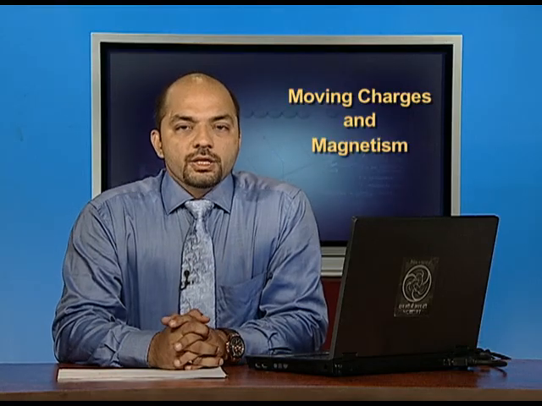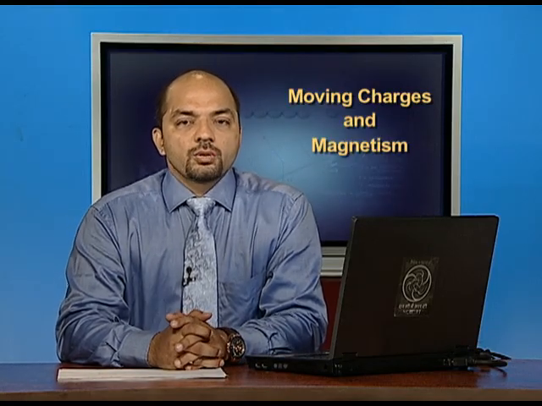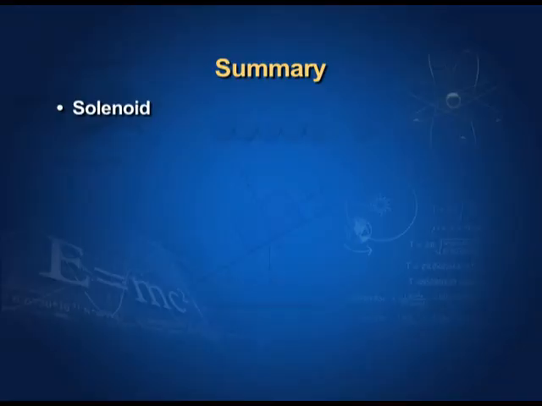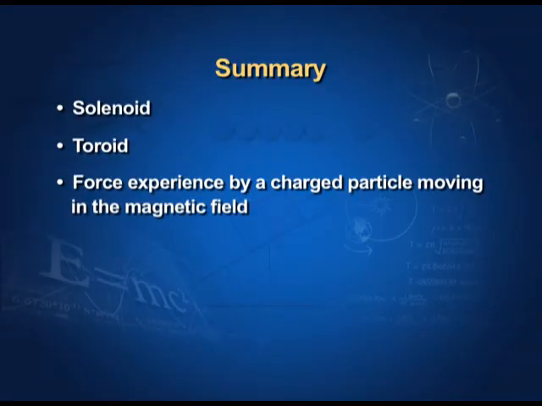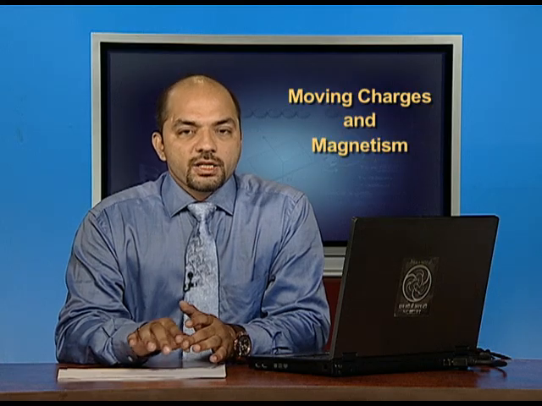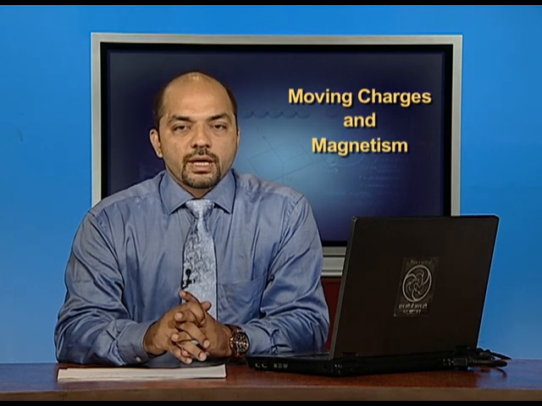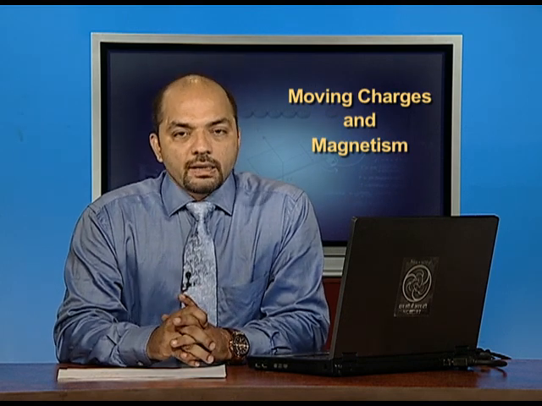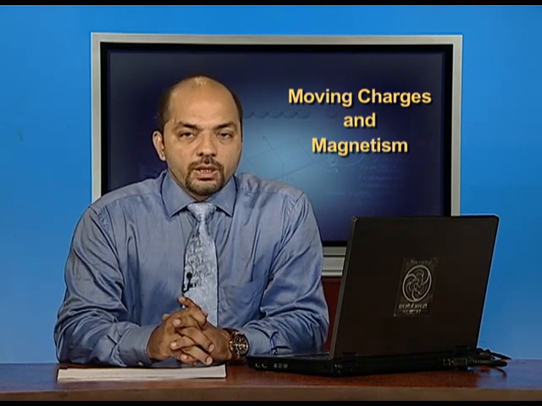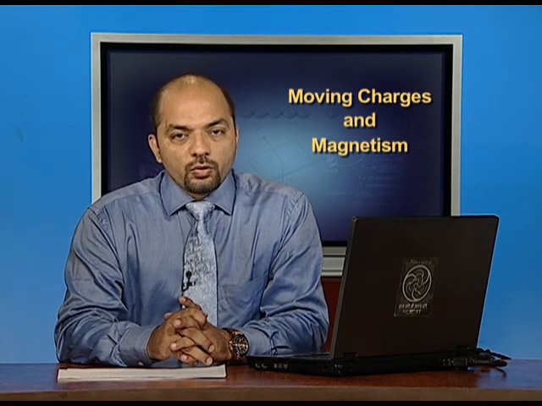Today in this session we have discussed the solenoid, the toroid, and the force experienced by a charged particle moving in the magnetic field. In the next session, we will discuss the cyclotron, the moving coil galvanometer, and the conversion of the galvanometer into an ammeter and voltmeter.